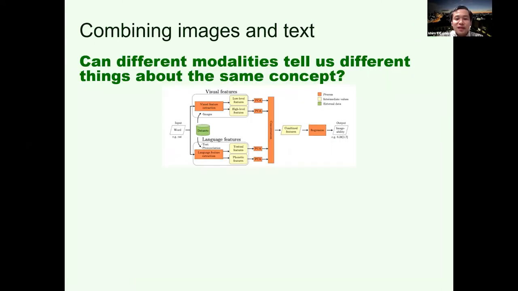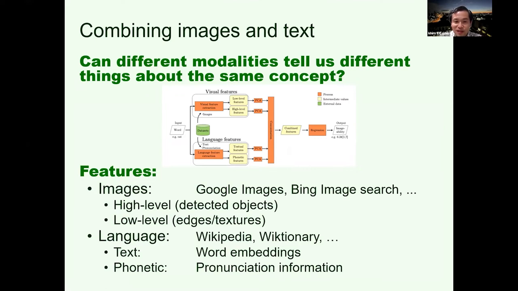Okay, so next comes the improvement. We tried to combine both images and text. Can different modalities tell us different things about the same concept? For the images, we basically did the same thing. The model differentiated high level image features and low level image features. High level basically represented objects, a visual concept and things like that. And for the low level, it's just edges and textures and all those low level image features. And for language, we used the text and word embedding, of course, but also we added the pronunciation information. So that's basically language information, but not really text, it's phonetic information.